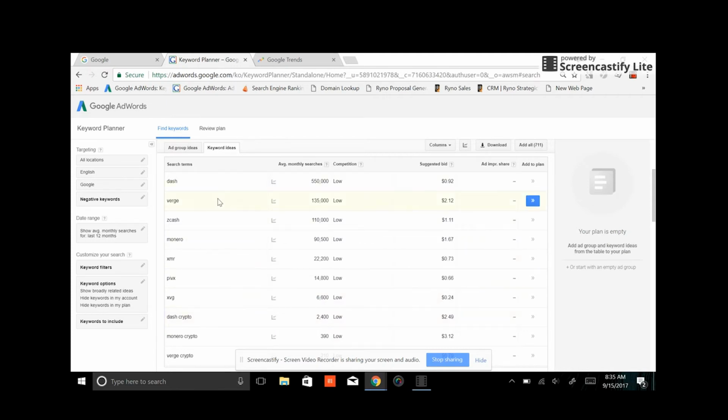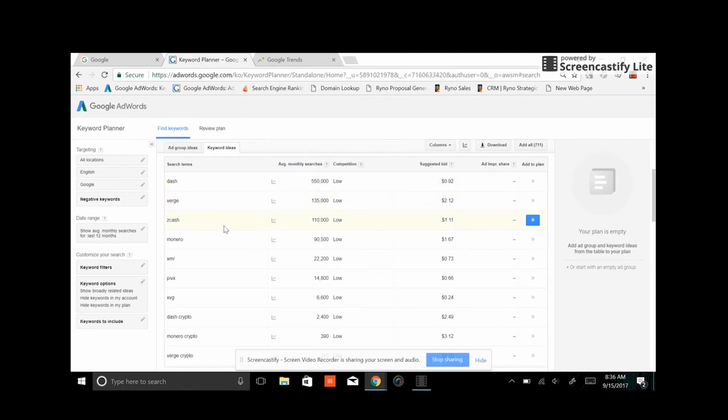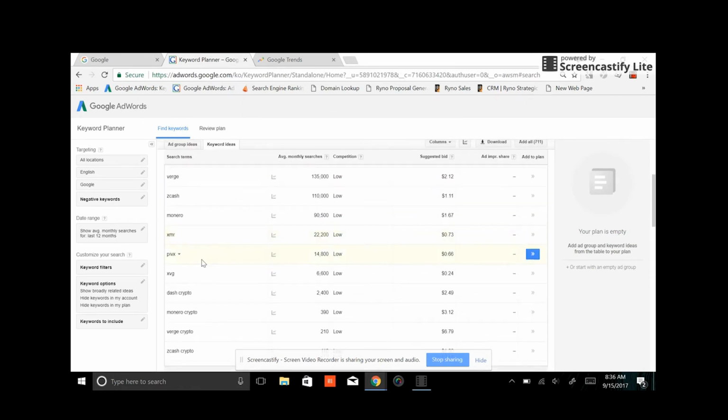Same thing can be said for Verge. It's a pretty broad keyword, so I don't really think that 135,000 is applicable at this point. But if we dive into XVG or Verge Crypto, those are definitely applicable. It's exactly what we're talking about.